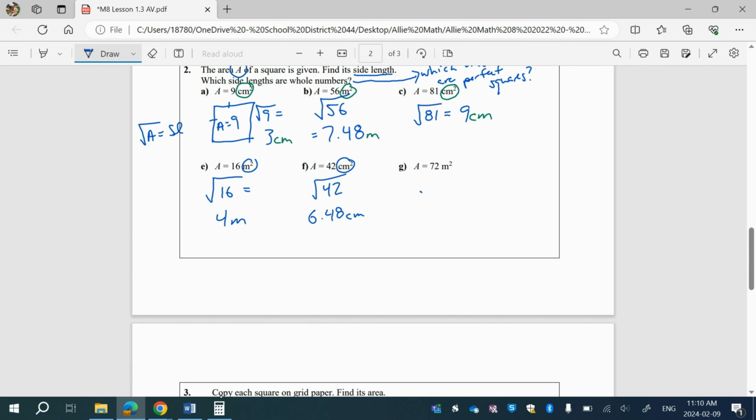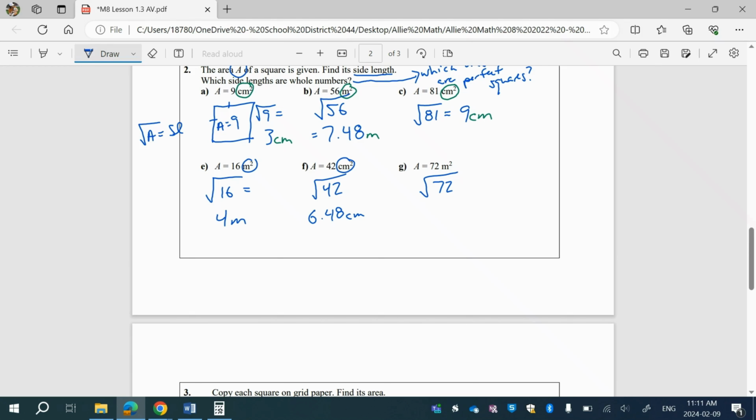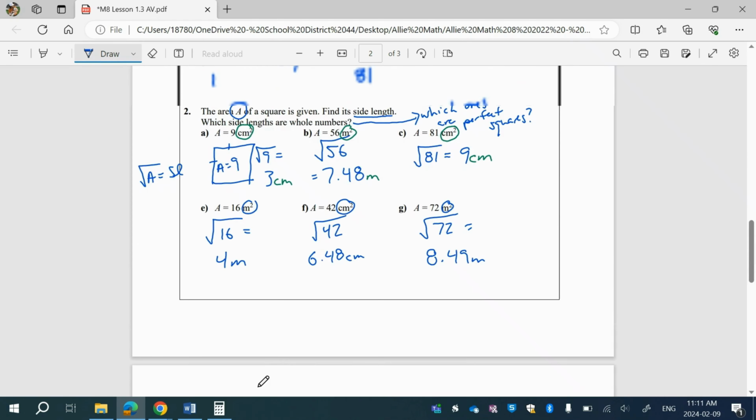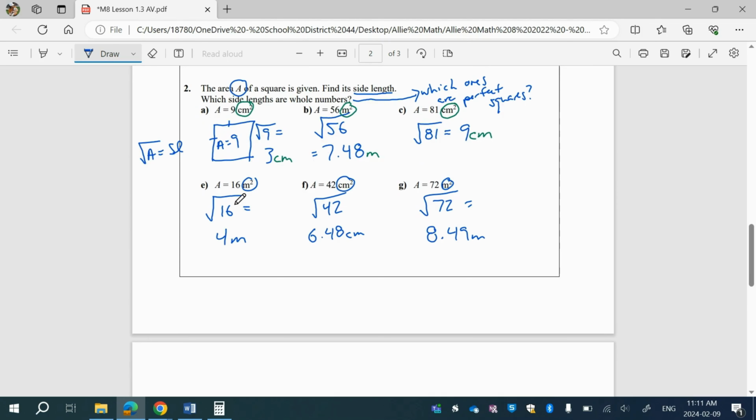Last one, we're looking for the square root of 72. This 72 doesn't stand out as one of our perfect squares, so let's try it. 72 square root. I'm going to round it up, 8.49. It equals 8.49 meters. And which side lengths are whole numbers? Perfect squares. So 9, 81, and 16.